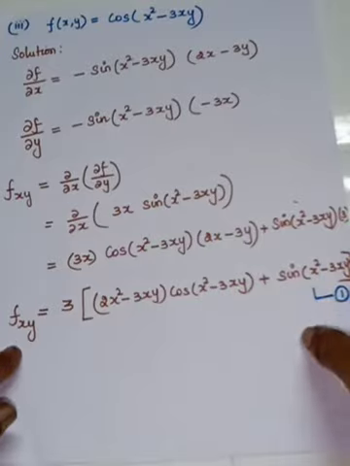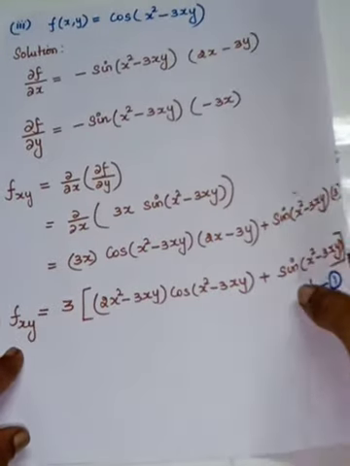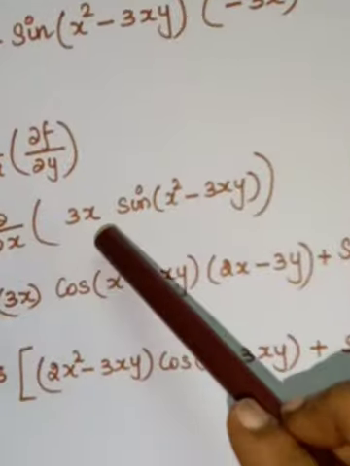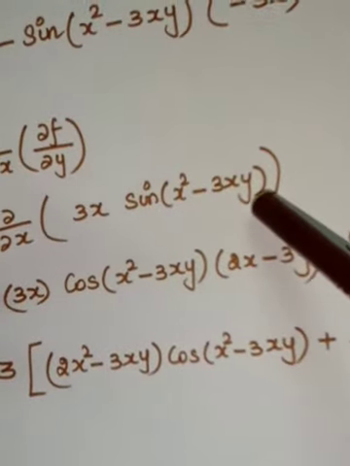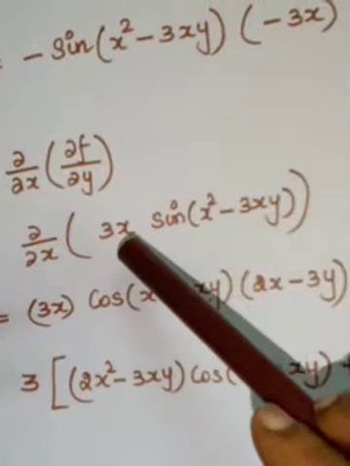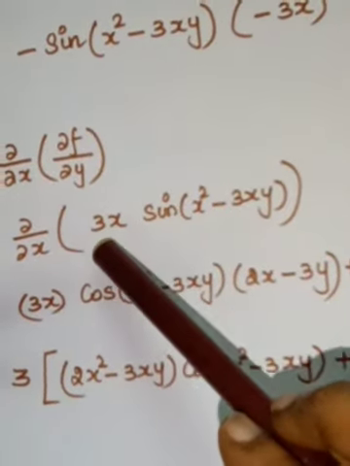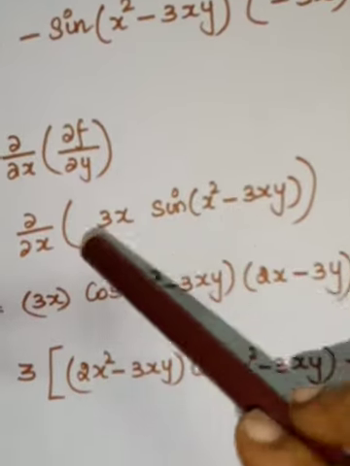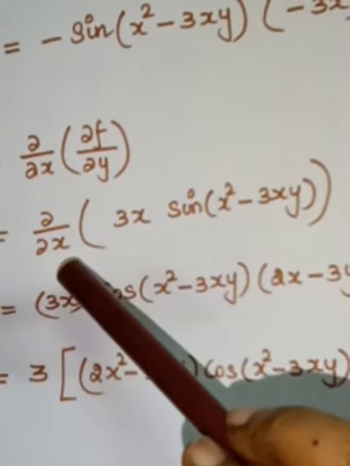Look at this. Here you are having 3x and sin of x squared minus 3xy. So here two functions are there. One is an algebraic function, another is a trigonometric function. They are in a product. So we have to differentiate partially with respect to x.